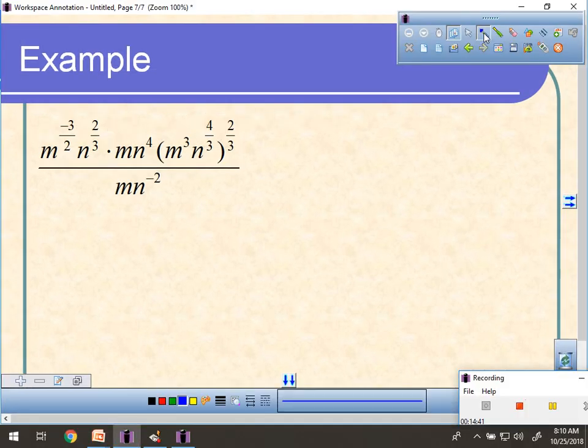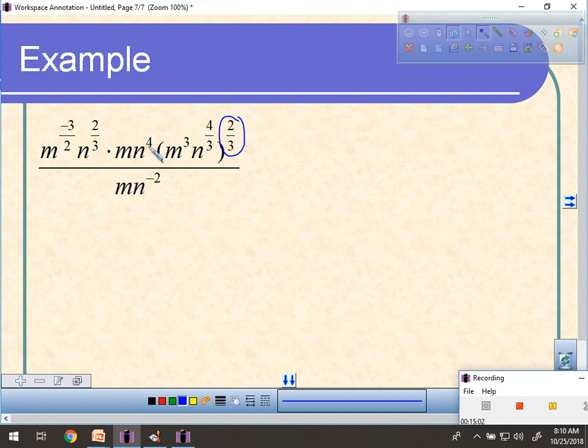Now, for this one, it does look like it's rather long, but it's not. We can tackle this. It says m to the negative 3/2, n to the 2/3, times m to the 4th, n to the 4/3. And then look where the parentheses are, so that's important. So you see this 2/3. You're not going to distribute it to everything, just to that. And that's over m n to the negative 2.